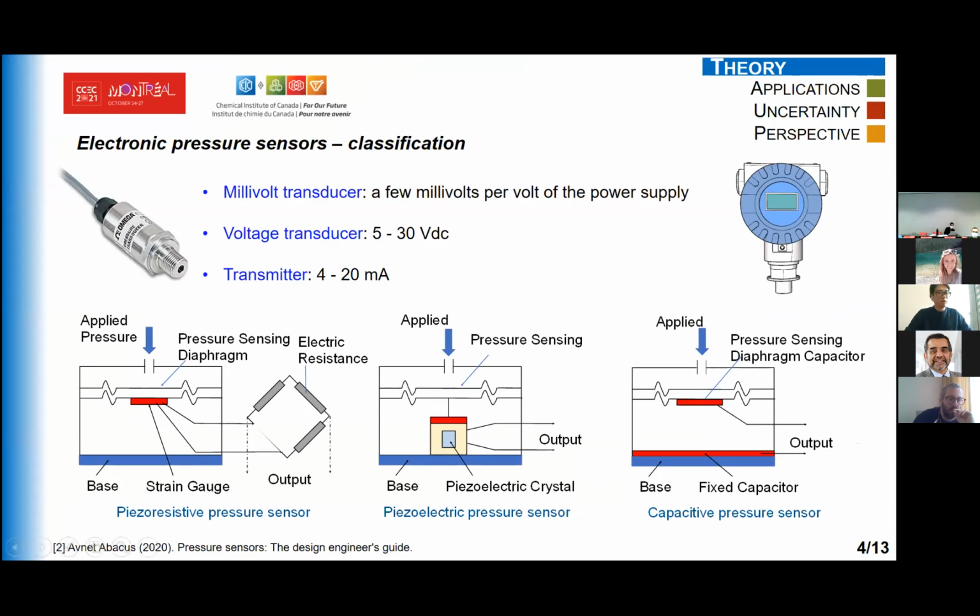So here we talk about this capacitive pressure sensor. You have one electrode here, and then the sensor measures the capacitance change over this distance by the force you put on the diaphragm here.